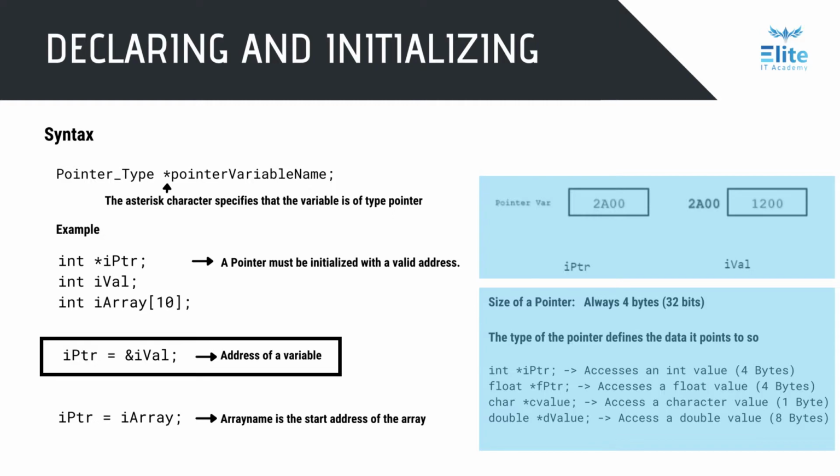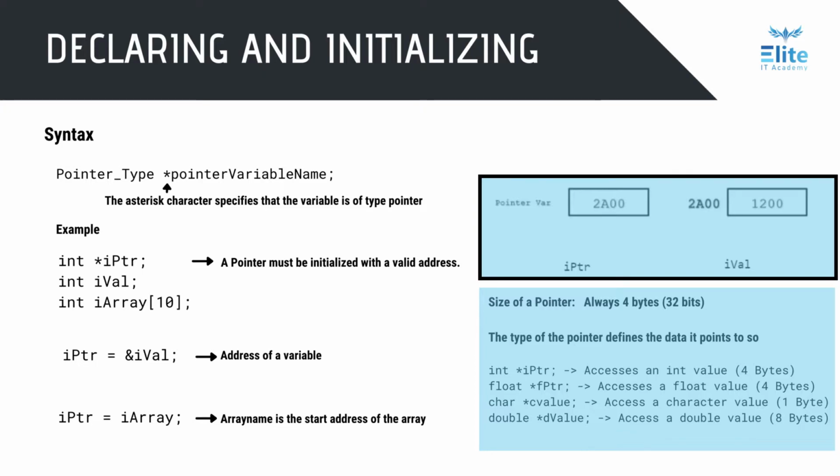There are multiple ways in which a pointer variable can be initialized. If you want to initialize a pointer to point to a variable, you can initialize it to the address of that variable using the address of operator. As shown here, the pointer variable iptr is initialized with the address of an integer variable ival. Now using iptr, you can access the value of ival indirectly. As shown in the diagram, if ival is at address starting at 0x2A00 hexadecimal, then the pointer contains this value of the address.